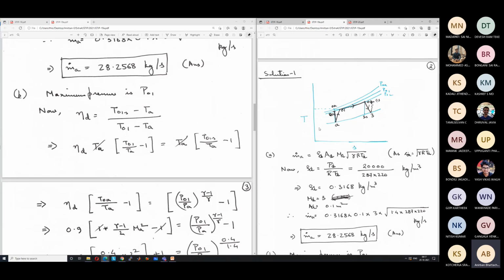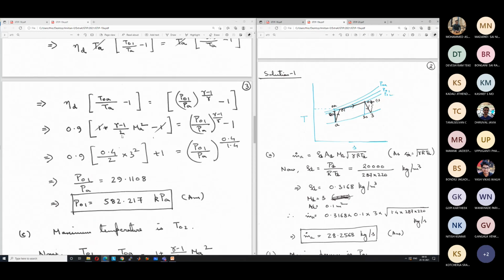T01S by TA, which is T01 by PA to the power gamma minus 1 by gamma, where gamma is the gamma of air. So if it is gamma of air, I am just writing it as gamma. If it is gamma of gas, I will write it as gamma G. So in this part, T0A by TA, we know that this can be written as 1 plus gamma minus 1 by 2 into Mach number square. So at A, Mach number is Ma. 1 plus gamma minus 1 by 2 Ma square. Then there is extra minus 1, so minus 1 gets cancelled.